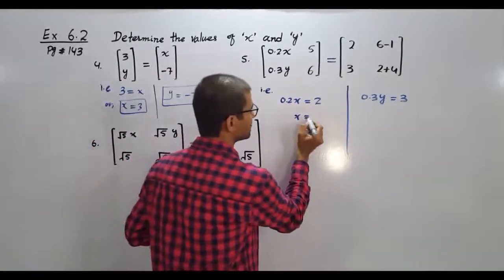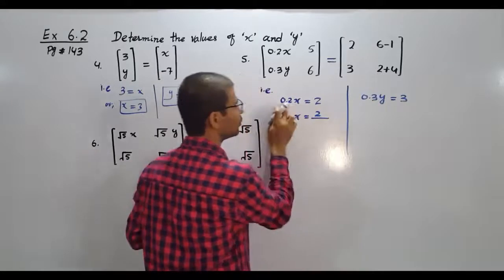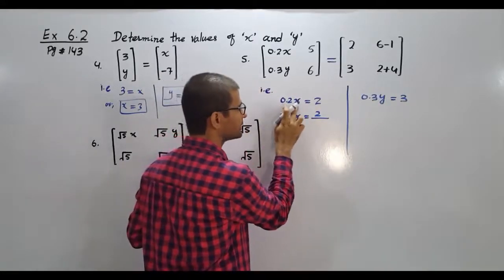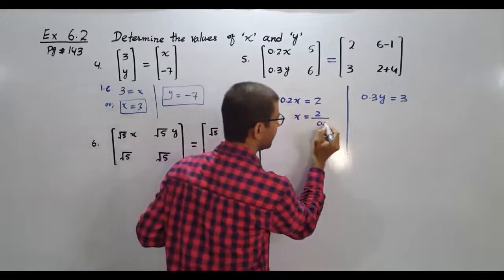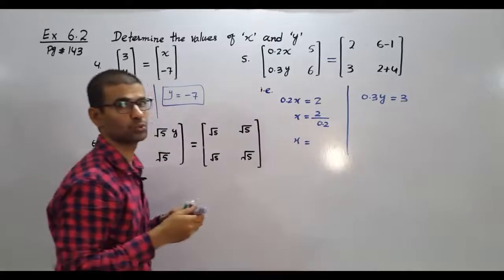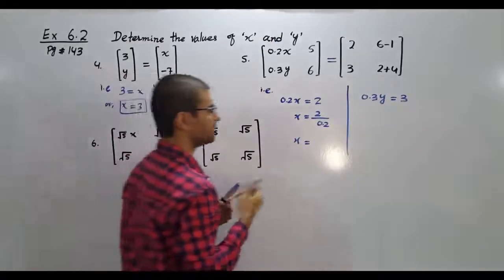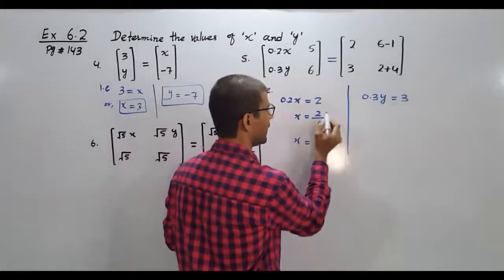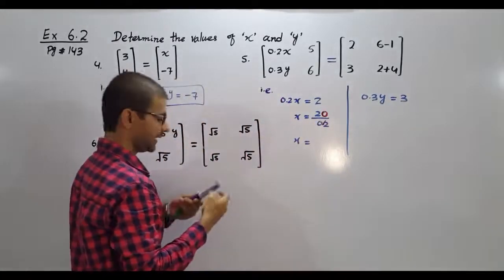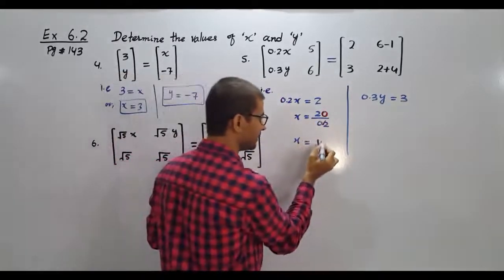Now x is equal to 2 by 0.2. Since 0.2 is multiplying x, here it will be divided. x is equal to 2 by 0.2. Now remove this decimal and show 0 in the numerator. Now 20 by 2 is 10.